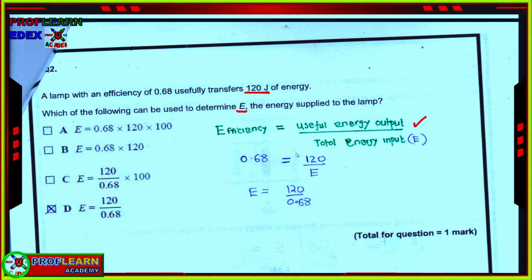If it was given in percentage, we could have multiplied by 100% here. But since it's just a decimal, a ratio like this, we are going to say 0.68 equals 120 over E, and making E the subject of the formula tells us that the answer is D.